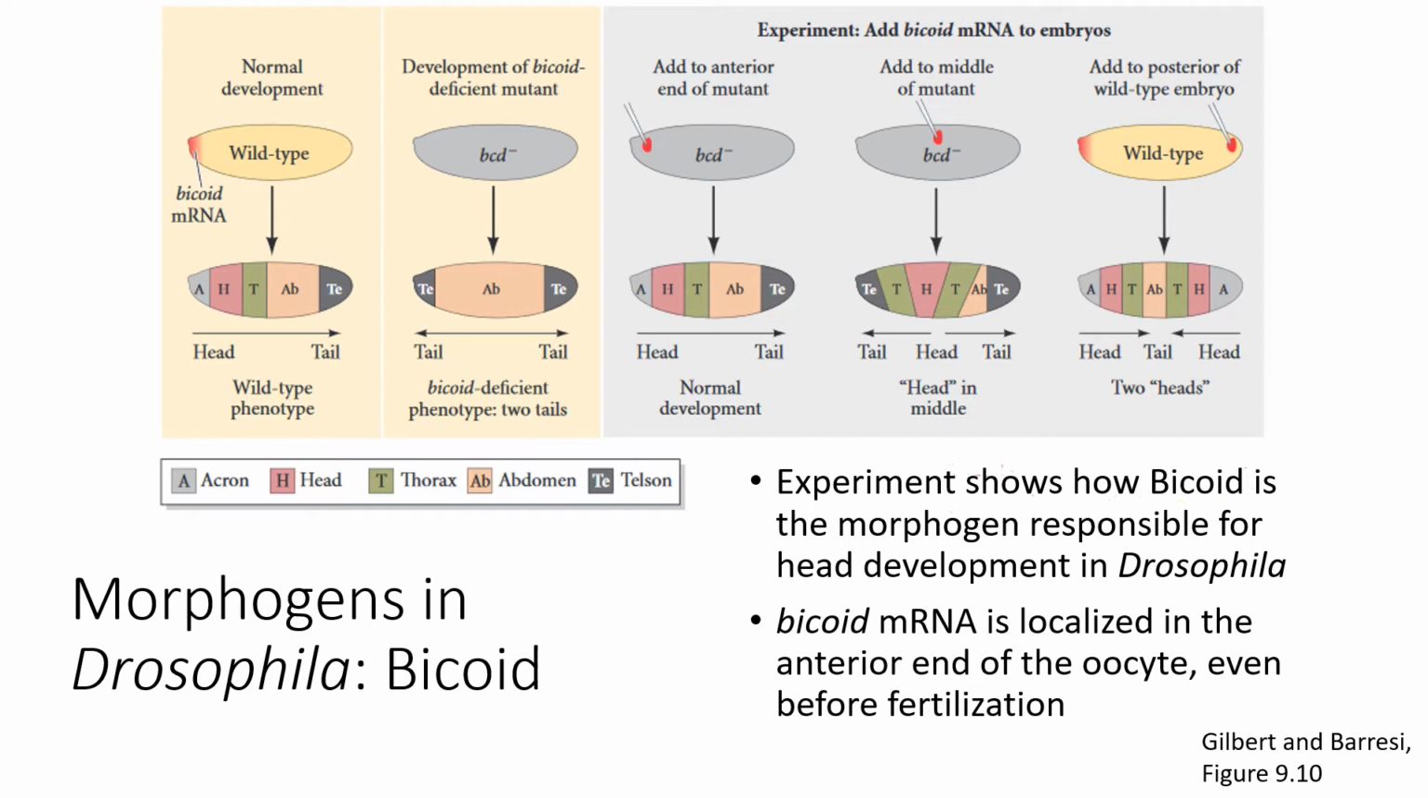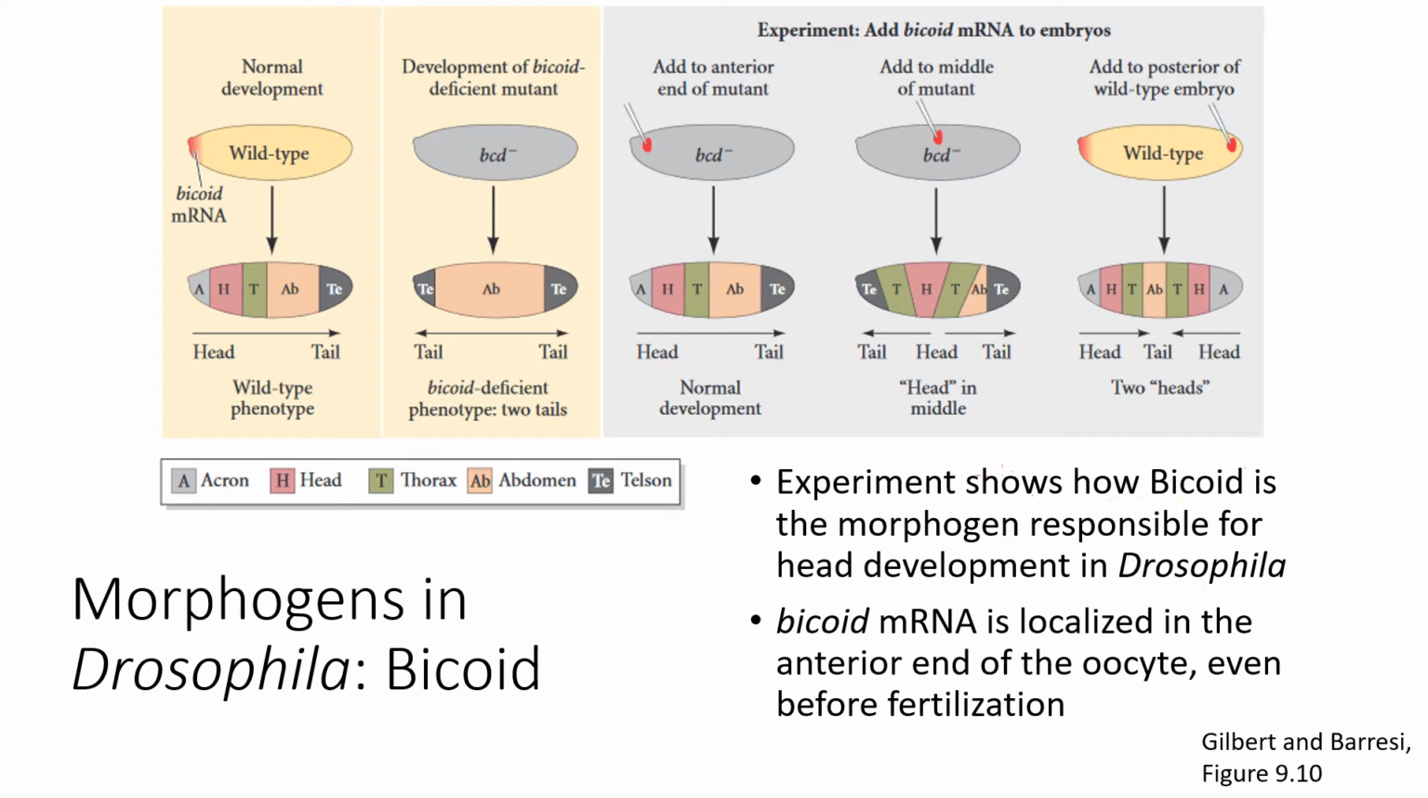Okay, so bicoid is the morphogen whose gradient is responsible for the development of the anterior end of the Drosophila embryo. Now in Drosophila oocytes, egg cells, the bicoid gene is already localized at the anterior end of the oocyte, but it's not actually translated until fertilization begins and the zygote begins developing.